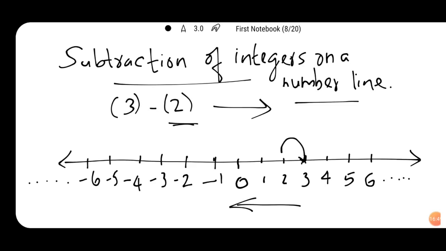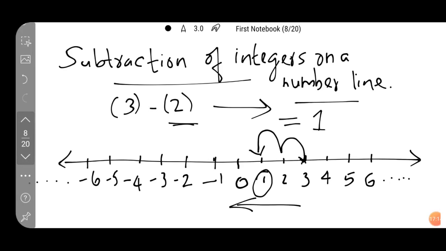So 1, 2. Where have we reached? We reached 1. So what is the answer for this? 3 minus 2 is 1. You know that 3 minus 2 is 1. It's simple, right? There are two natural numbers. 3 minus 2 is obviously 1. You know that. See, we have reached 1. That is if both are positive.